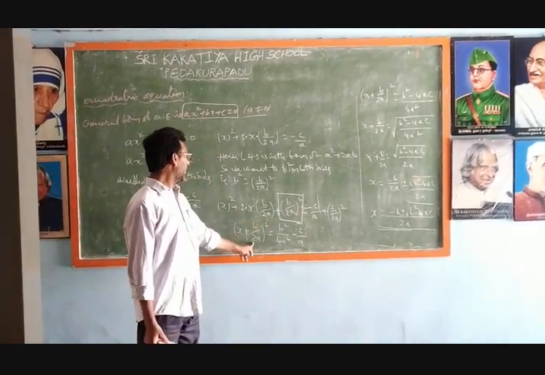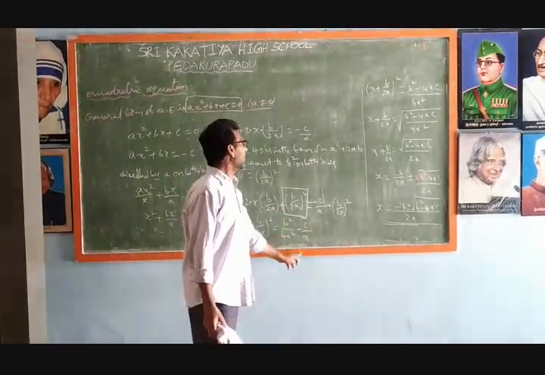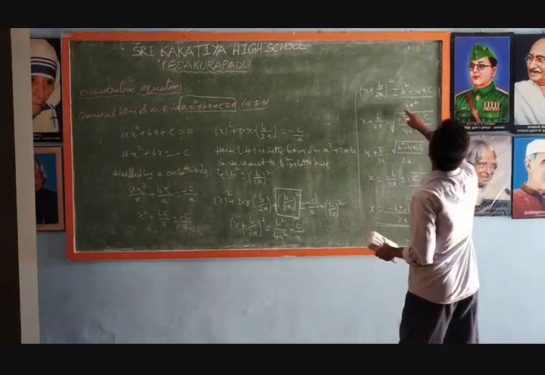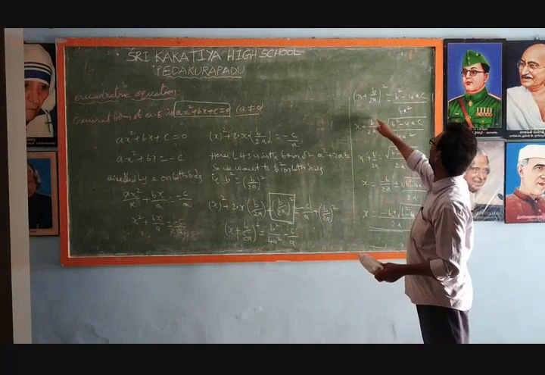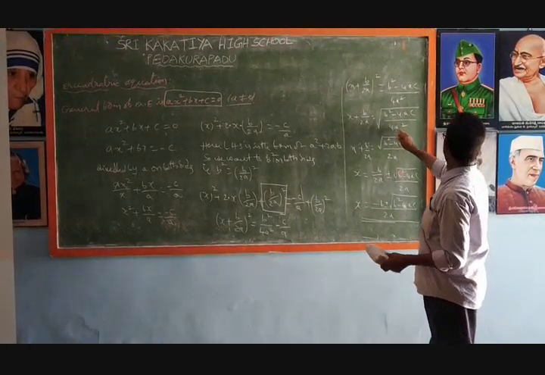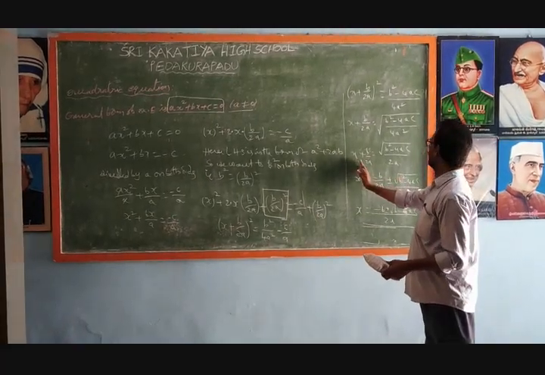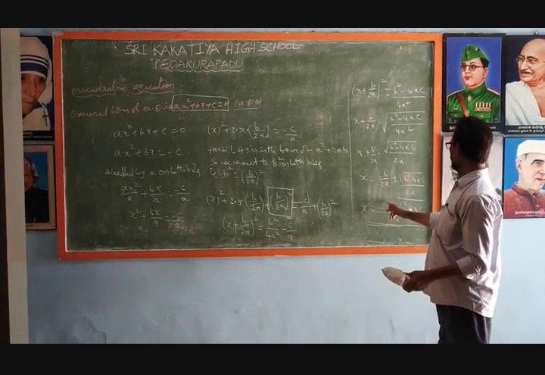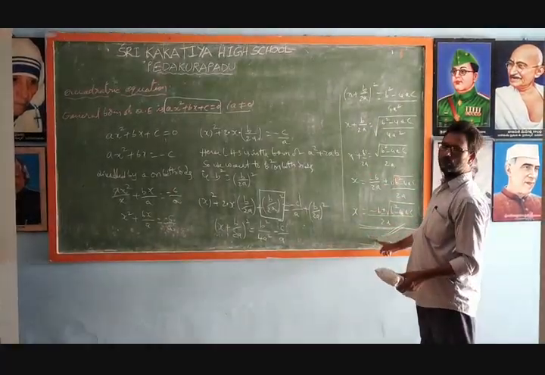That is a plus b whole square, that is x plus b by 2a whole square is equal to b square by 4a square minus c by a. The LCM is 4a square, so it is b square minus 4ac by 4a square. Now x plus b by 2a is equal to the square root of b square minus 4ac by 4a square. The square root of 4a square is 2a. Moving b by 2a to the RHS, x is equal to minus b plus or minus root of b square minus 4ac by 2a, which are the roots of ax square plus bx plus c is equal to 0.